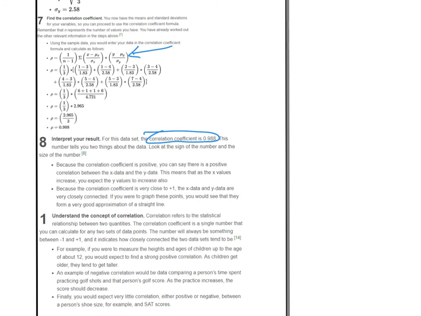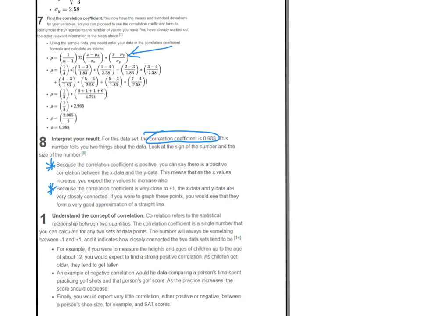This number tells you two things. So here's what a correlation coefficient is. First of all, it tells you that there's a positive correlation between the x data and y data. This means that as x values increase, you expect y values to increase. Also, since that correlation coefficient is close to 1, the x and y data are closely related. If it wasn't close to 1, they would not be closely related. And it says if you were to graph these points, you would see that they form a very good approximation of a straight line.